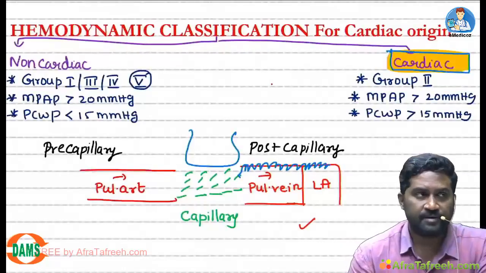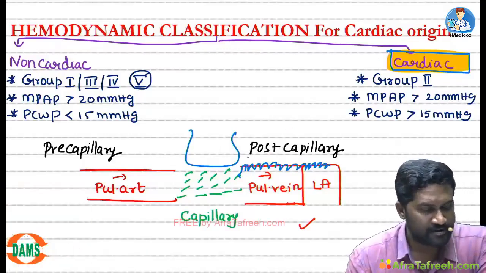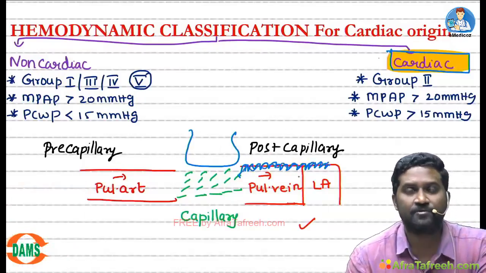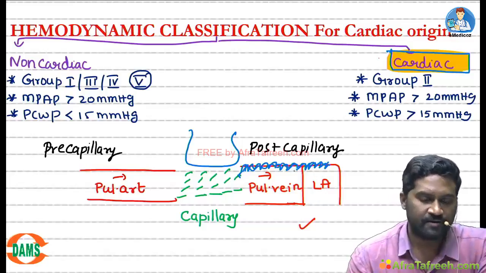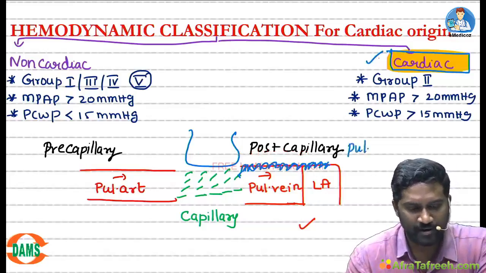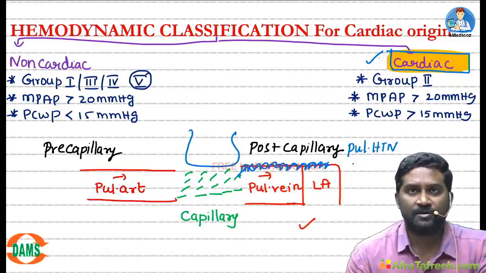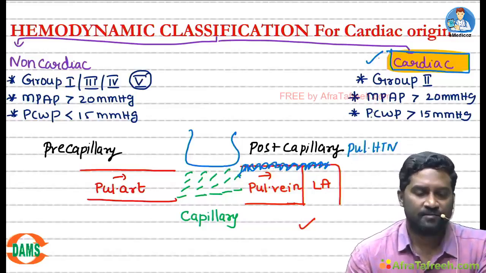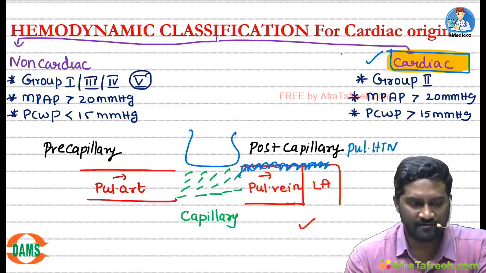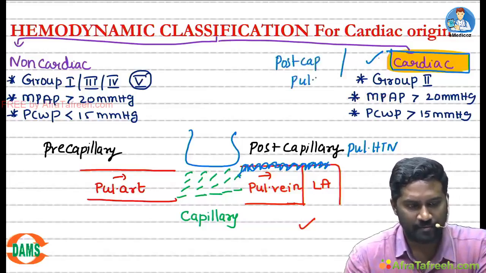Now if you observe here, students, in the cardiac group, the predominant pathophysiology is happening in the post-capillary region, with left atrial involvement and pulmonary venous involvement. So that's why the cardiac group is also called post-capillary pulmonary hypertension. This is another name for cardiac pulmonary hypertension.